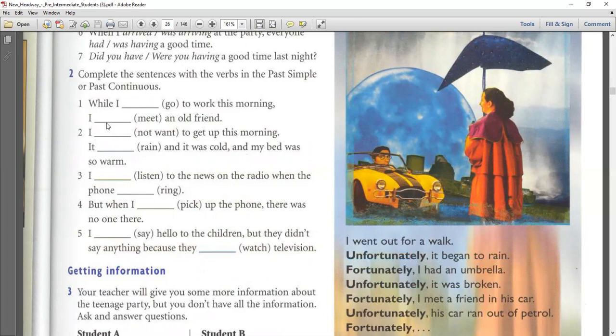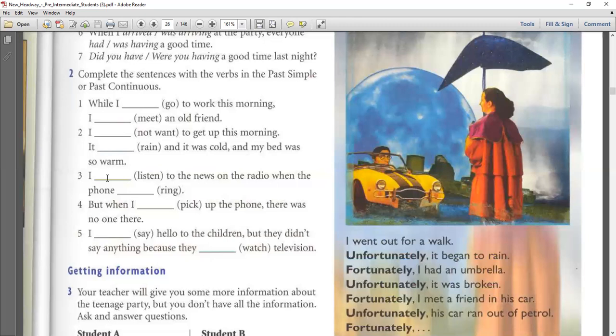Okay. 2. Not want means negate want. Okay. I didn't want to get up this morning. It was raining and it was cold and my bed was so warm. Okay.